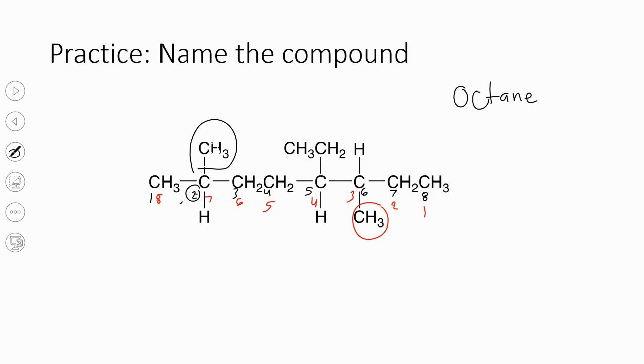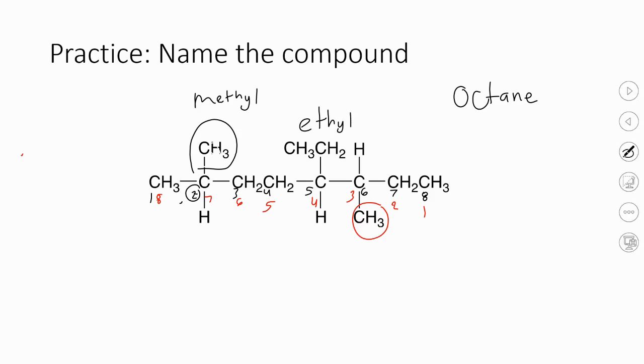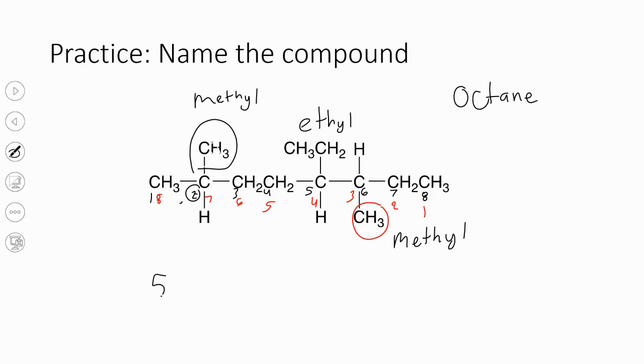Good. So what is this group called? Methyl. How about this one? Okay, ethyl at what group? This is 5, right? Ethyl at 5. And we have another methyl. Okay, now we alphabetize. So which one goes first? Ethyl. So we're going to say this is at 5. So 5, dash. So we put a dash between number and letter. 5-ethyl.